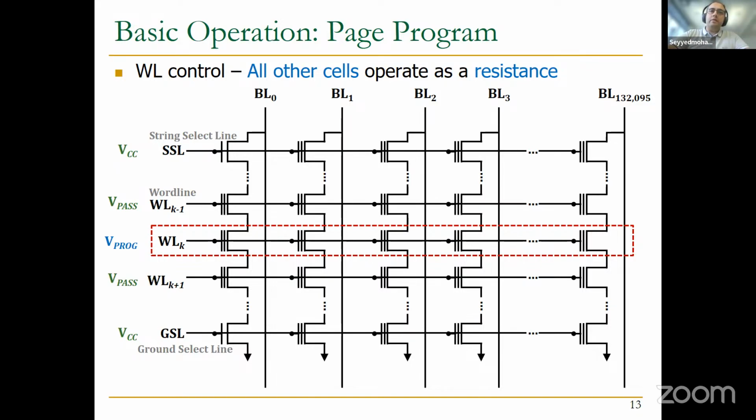And then there are also two transistors, which, if you remember, are important for the plane control, that is, which NAND string is connected to the bit line. So for the block where you want to program one page, you need to apply VCC to those transistors, SSL and GSL, to make sure those transistors are on and this NAND string is connected to the bit line. And for that page that you want to program, you need to apply VProgram. Okay.